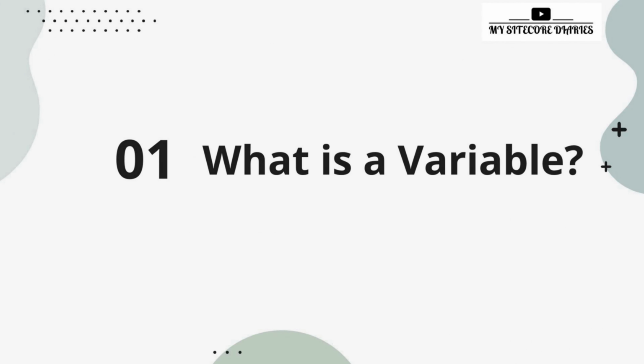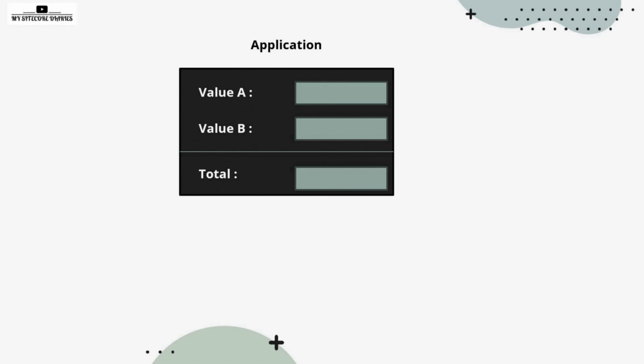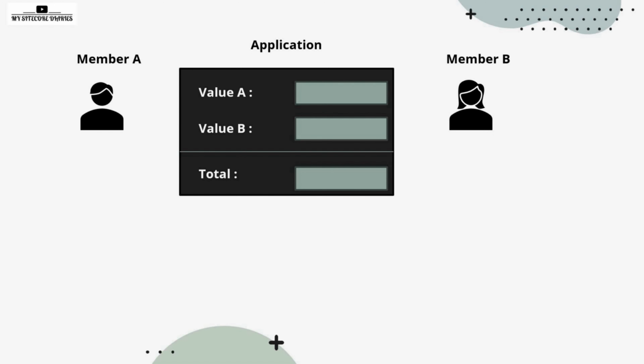So first topic, what is a variable? Assume that you have an application where you are getting a value or input from the user. So you have a value A, value B, and you are displaying the total, value A plus B. There is a first member who will access this application. He might enter A value as 5 and B value as 3, and you will show it as 8. Whereas member B will insert value A as 5 and value B as 10, and you will give the total value as 15.